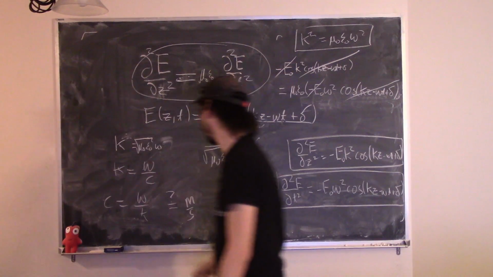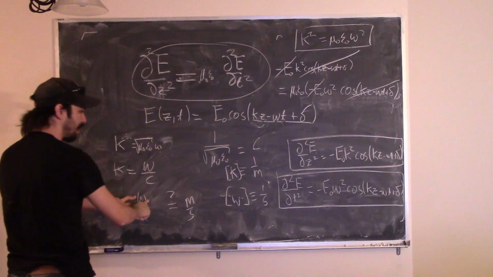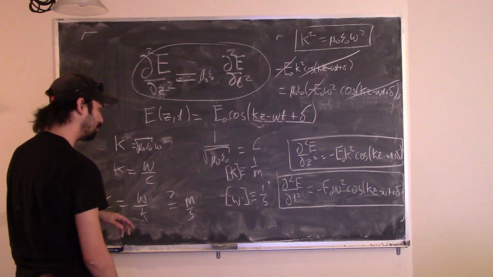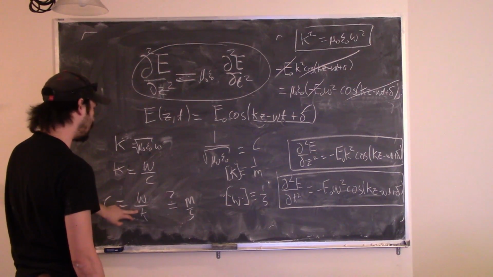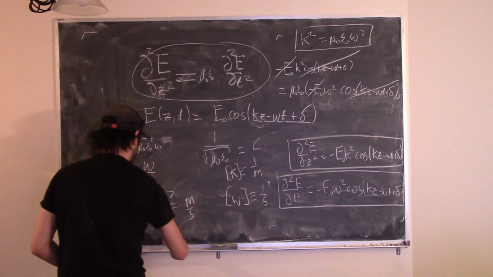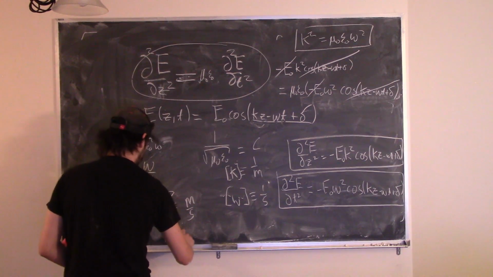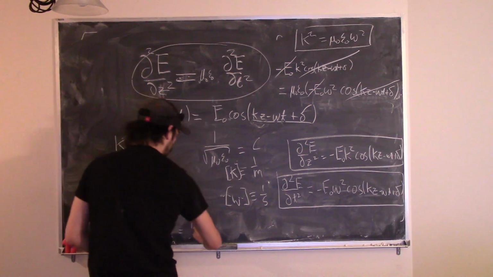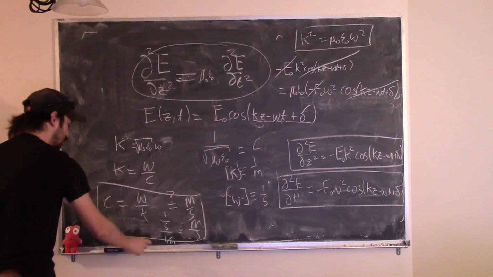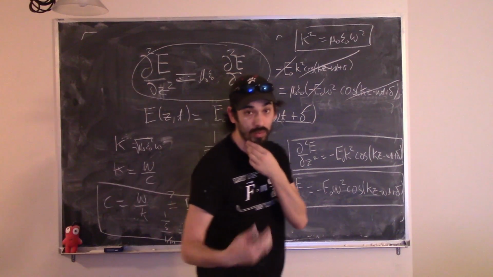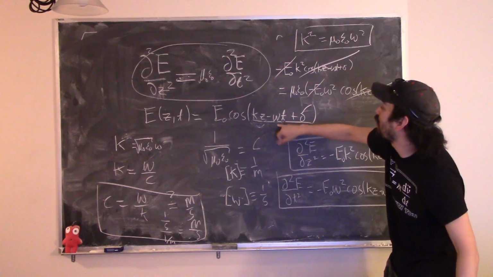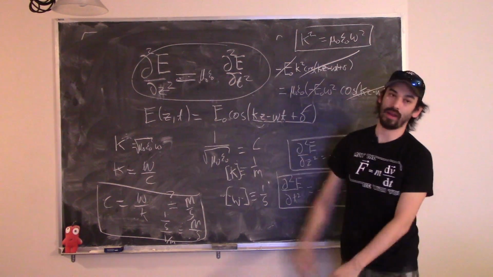Let's see what we have here. We have omega divided by k. So this is 1 over seconds divided by 1 over meters, which is going to give me something that has dimensions of meters per second. And that's the real punchline here. When we're trying to compare, what is this parameter k? What is this parameter omega? Why is this a speed of light?